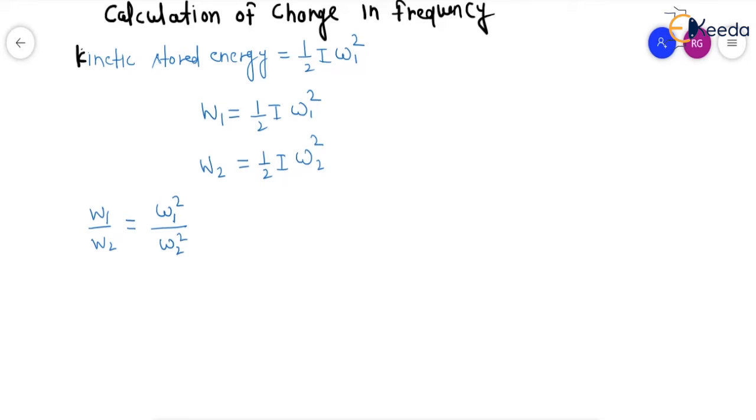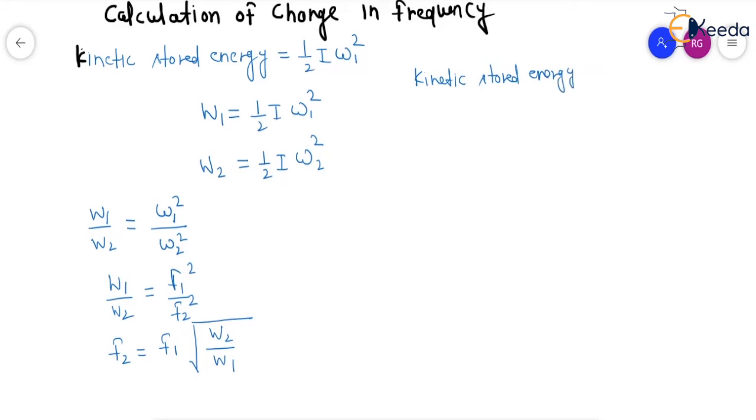So what we can write here is W1 upon W2 is equal to F1 in bracket, and we know that the kinetic stored energy will be equal to G into H, where G is the rating of machine, G is rating of generator. So we can write the value of F2 is equal to F1 in bracket.